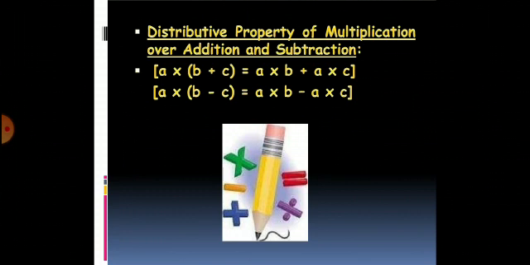Distributive property of multiplication over addition and subtraction. You have learned this property in your previous class. A into B plus C is equal to, you will multiply A with B first, then plus A into C. A into B plus C is equal to A into B plus A into C. Then A into B minus C is equal to A into B minus A into C.